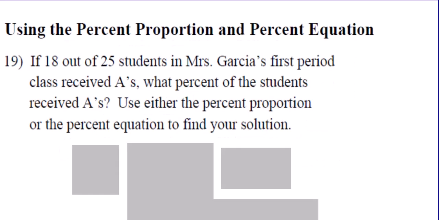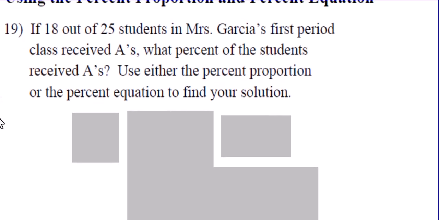All right, so for our word problems, you may use whichever method you choose to do these. I will show both methods, and I'll go through them pretty quickly. We'll spend most of our time talking about our unknown and whether we are given the parts, the percent, or the base. So number 19, if 18 out of 25 students in Mrs. Garcia's first period class received A's, what percent of the students received A's? Use either the percent proportion or the percent equation to find your solution.